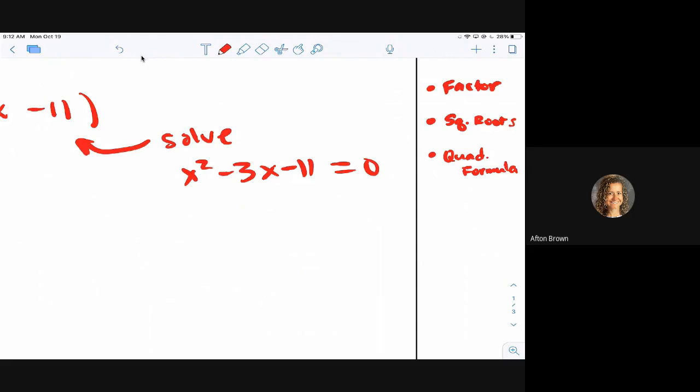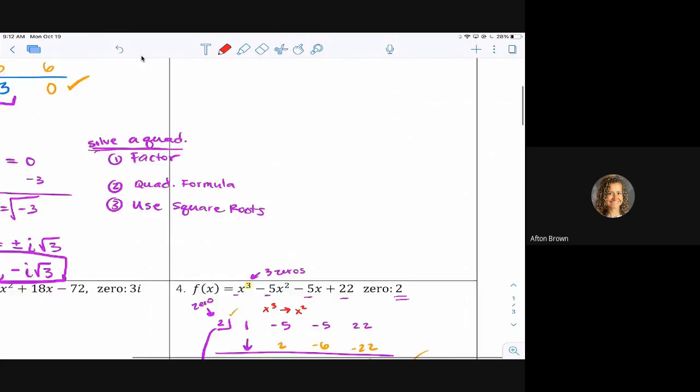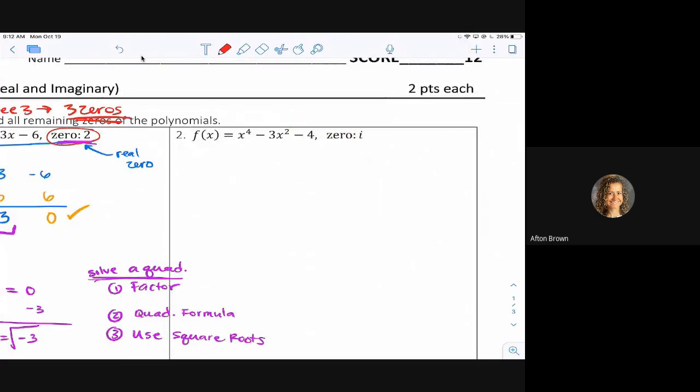Yeah, Sean. What does long division come in? Long division is when it's imaginary. So long division won't come in on this one at all. So long division, we'll do one of these in a second when they give us an imaginary zero.